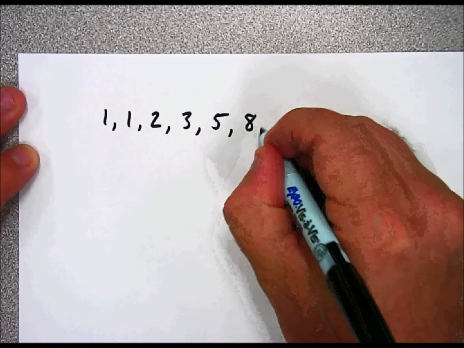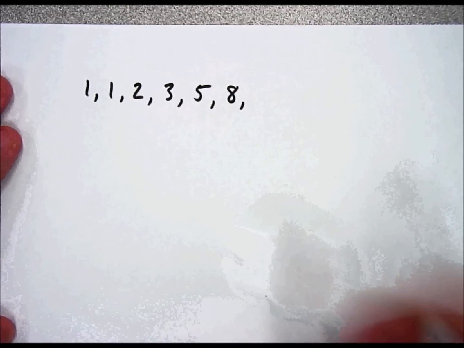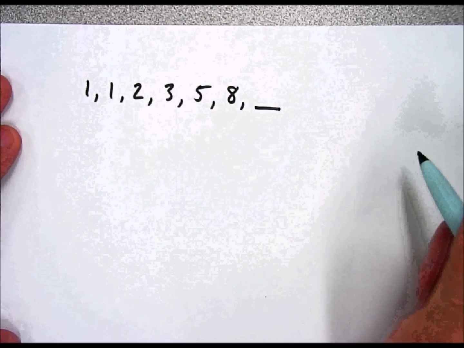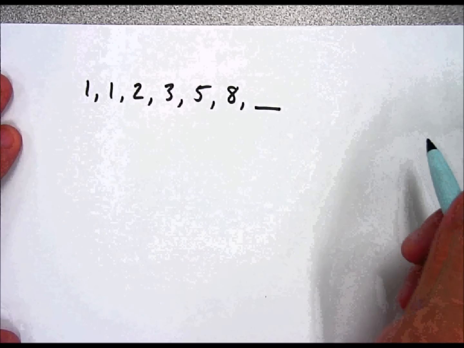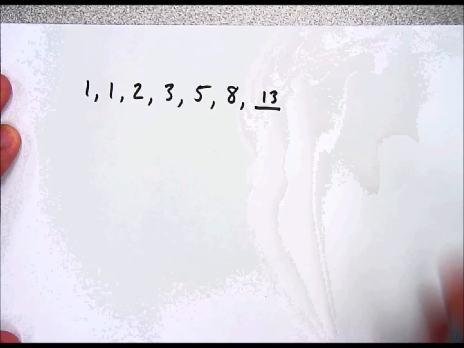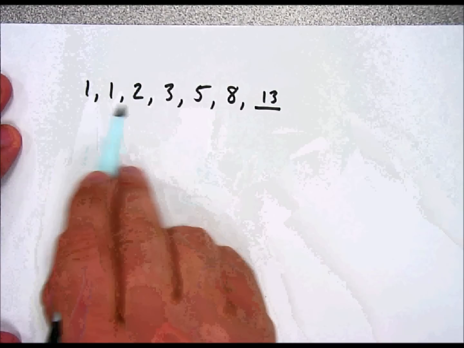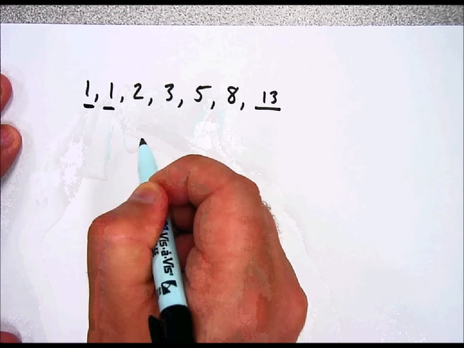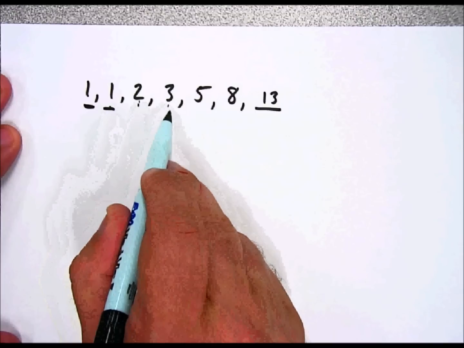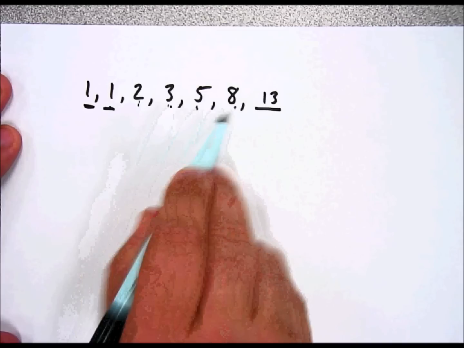If you're not familiar with it, this is a famous pattern in math, but take a look. Can you figure out what's coming next? And you might want to pause the video if you've never seen this sequence before. And we're going to end up with a 13. And if you notice the pattern, it's not adding by the same amount, but if I take 1 plus 1, I get 2. If I take 1 plus 2, I get 3. 3 plus 5 is 8, and so on. So if I add up the two numbers, it tells me the next term in the sequence.